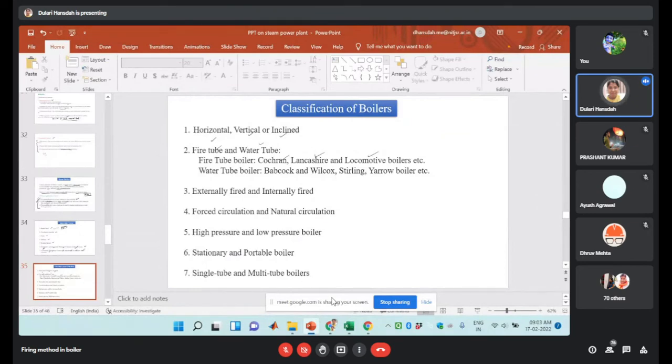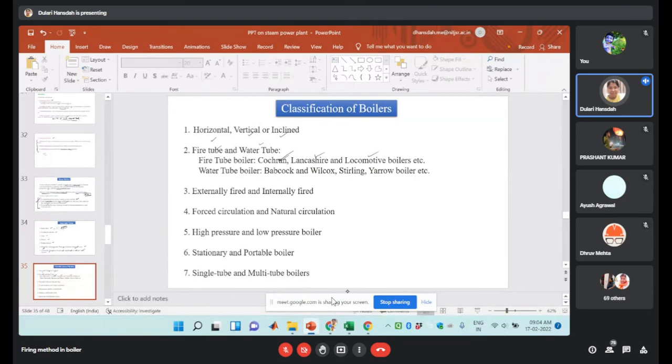Externally fired and internally fired boilers. Externally fired means in this case the fire is outside the shell. That means it is not inside the boiler shell. So that is an externally fired boiler. The example is your Babcock and Wilcox boiler. Internally fired boilers means in this case the firing is done inside the boiler itself. That means the furnace will be present inside the boiler shell. The example of the internally fired boilers is your Cochran boiler.